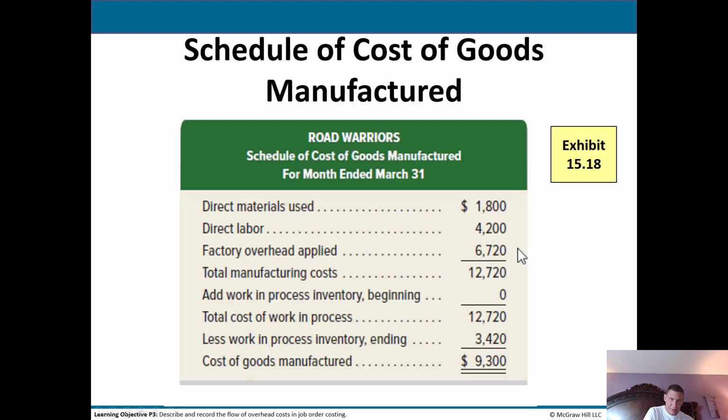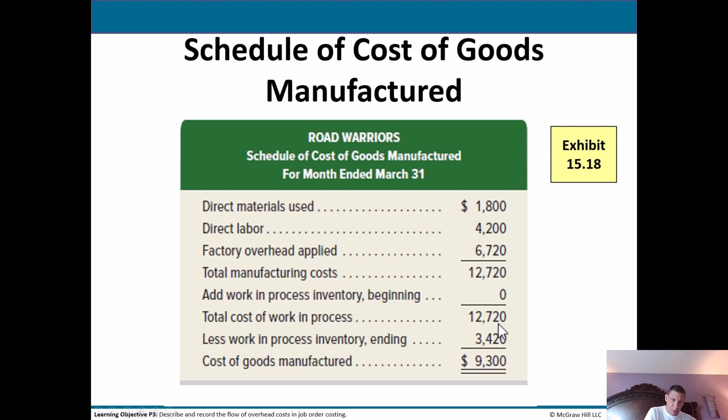So here's a schedule of cost of goods manufactured. These are all the numbers that we looked at in the video. $1,800 worth of direct materials, $4,200 of labor, $6,720 of applied overhead. If you add those three up, direct materials, direct labor, and overhead, we get total manufacturing costs of $12,720. There was no beginning inventory in work in process, so that's 0. So obviously our total cost of work in process is the same, 12,720.